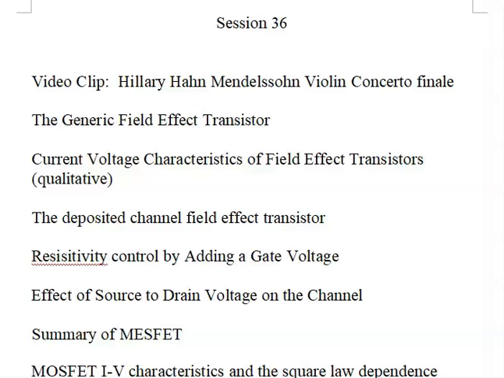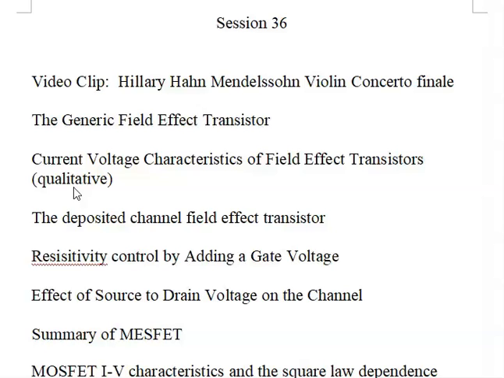This is a rough outline of some of the topics we'll be covering today. The first topic we're going to be looking at is something I'd like to call, for want of a better term, a generic field effect transistor. And then we'll be looking at that generic field effect transistor with respect to its IV or current voltage characteristics. We'll be doing that in a qualitative way with relatively little mathematics.